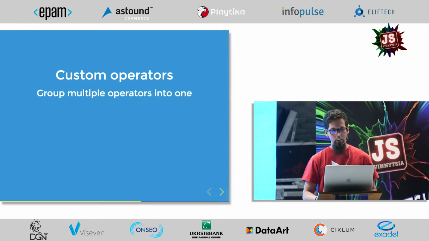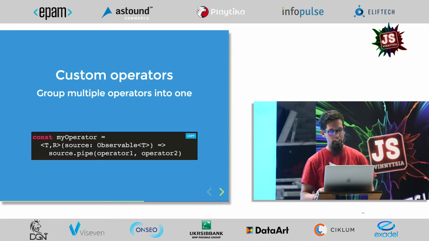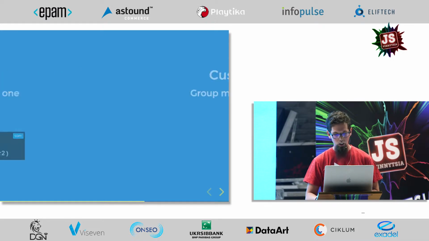So the second and maybe more useful use case for operators is grouping multiple operators into one. And the basic recipe for that is that, like in the typing, we create a function from source to result. So we take a source and use a built-in pipe function to chain our operators and create something that is useful to us.